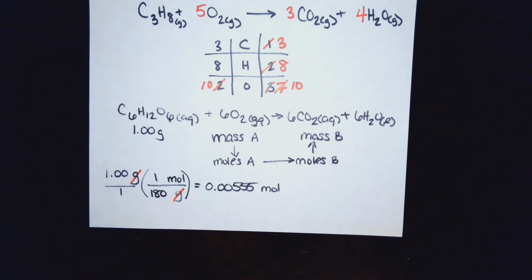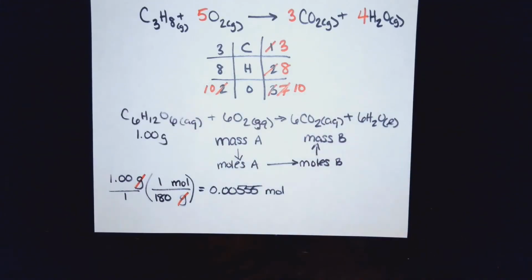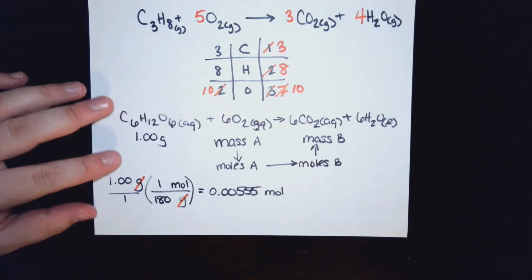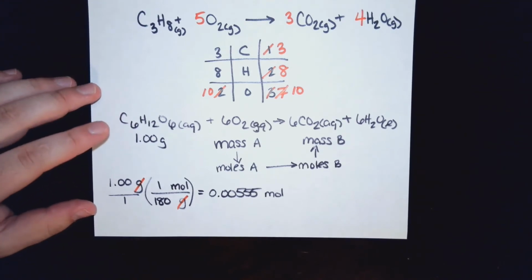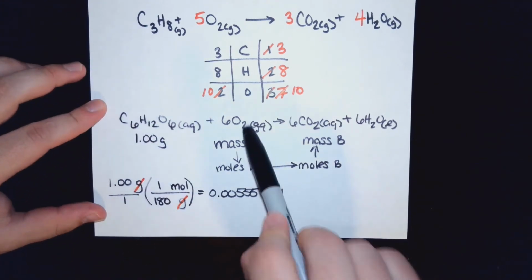So now we've got those moles, right? So now we can do the mole-to-mole ratio. How do you get the mole-to-mole ratio of a balanced reaction? You get it from the coefficients. Right? So we're talking about glucose and oxygen.